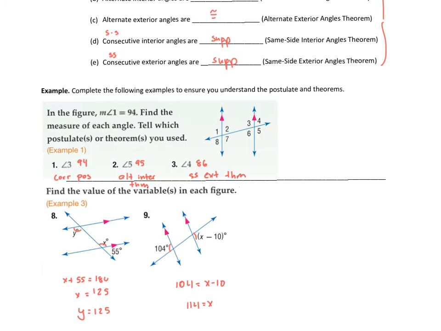Okay. What I'm going to point out right now is my abbreviations. You're welcome to use any abbreviations that I use. Corresponding postulate is corpos. You can see them right there. Alternate interior angle theorem. And then same side exterior angle theorem. Forgot my angle symbols.